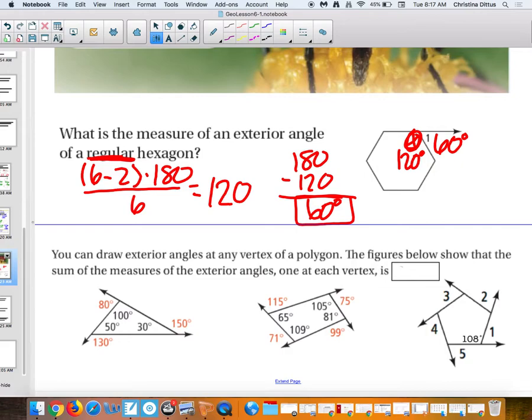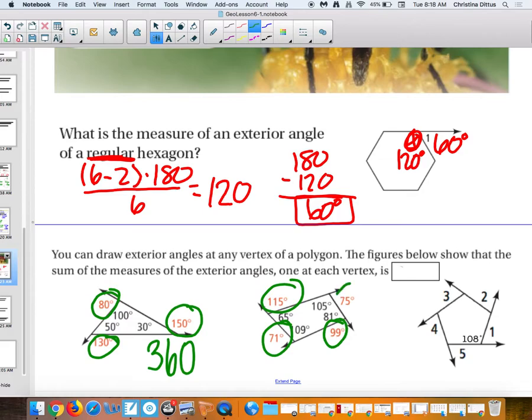Okay. I want you to look at the exterior angles of our triangle. They're in red: 80, 130, 150. What do those add to? 360. How about my quadrilateral? What do those add to?